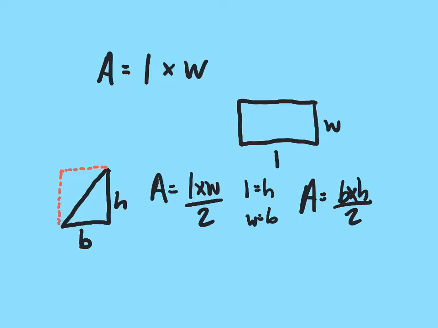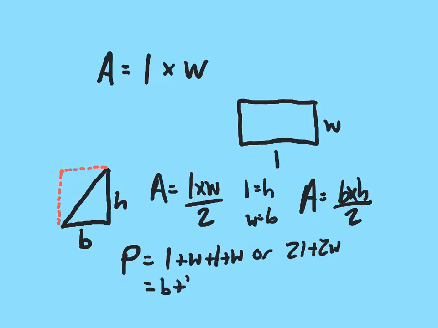For perimeter, it's just adding all the sides. So the rectangle would be length plus width, add length plus width, or 2L plus 2W. For a triangle, it would just be the three sides. So it would be base plus height, and then let's say the third side is C, plus C.